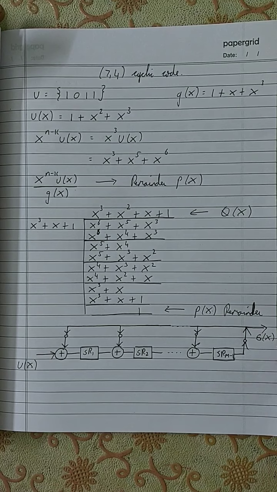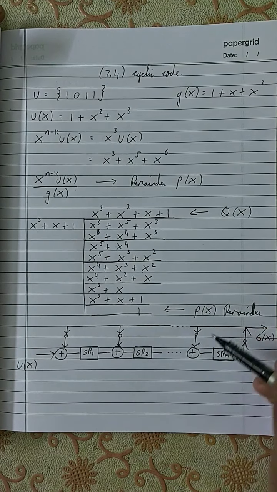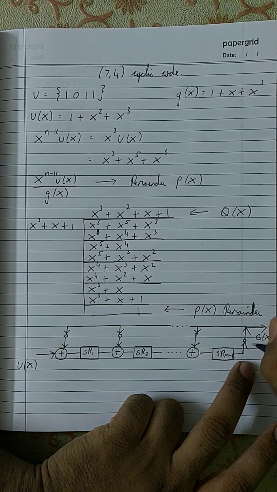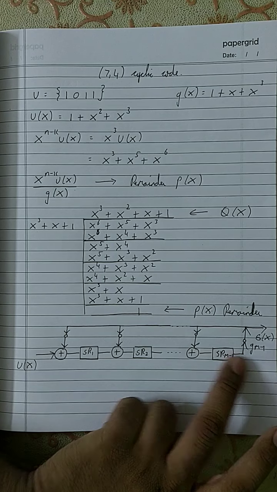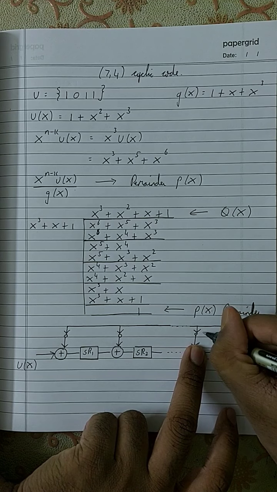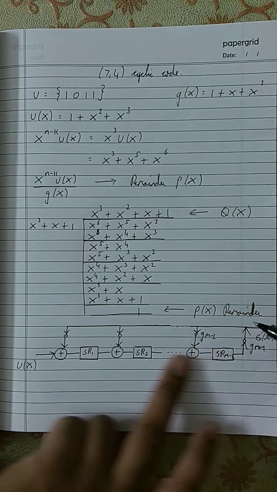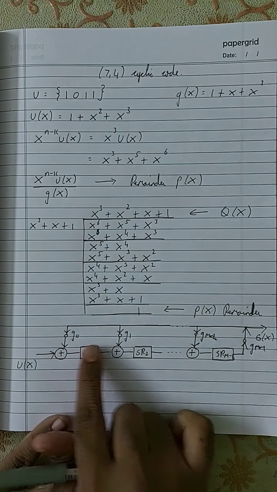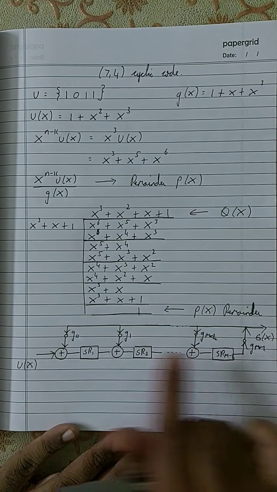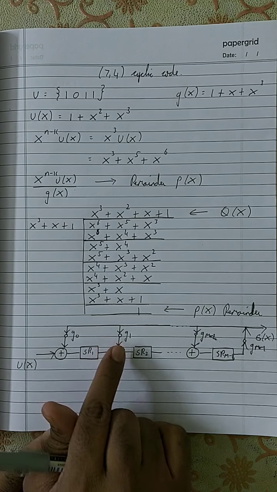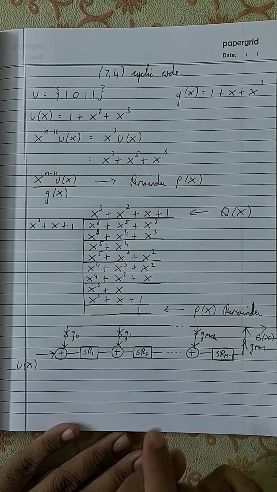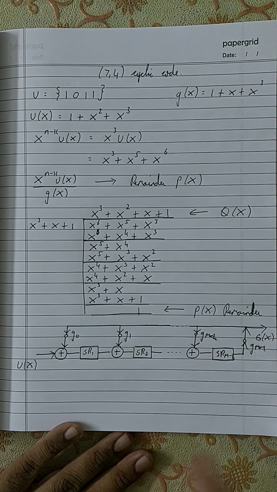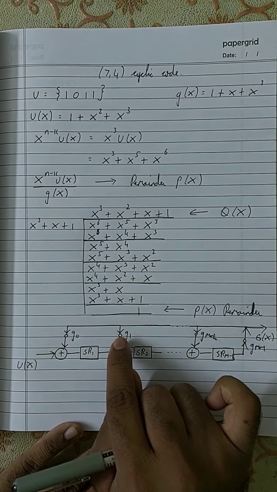Now you need to understand why everything is being fed back. This feedback means that this switch represents g m minus 1, the second last one represents g m minus 2, and it goes on. This represents g1, and this represents g0. Each switch means that if the coefficient is 1, there will be a short connection, and if the coefficient is 0, it will be an open connection.